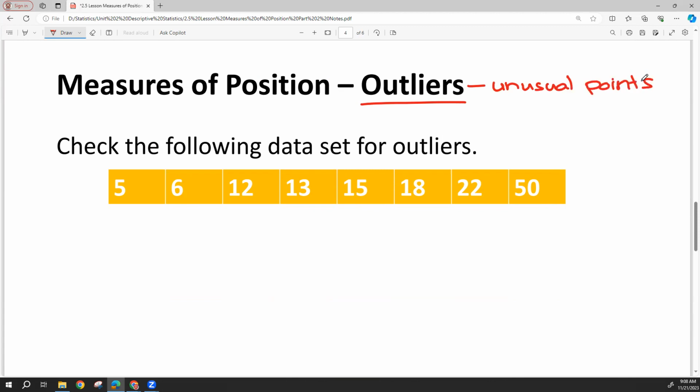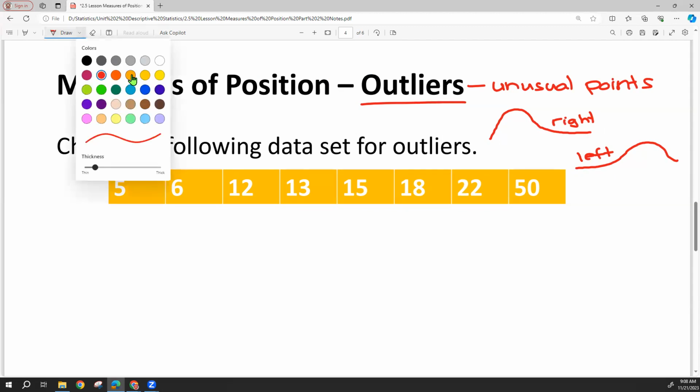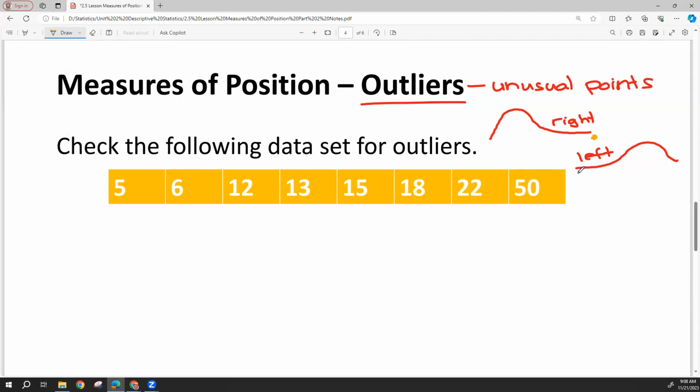Outliers are values that are extremely high or extremely low when compared to the rest of our data points. Those are the values that end up skewing data sets. So if I were to have a data set that looked like this, skewed to the right, or a data set that looked like this, skewed to the left, the data points that were either far right or far left are probably or potentially outliers.